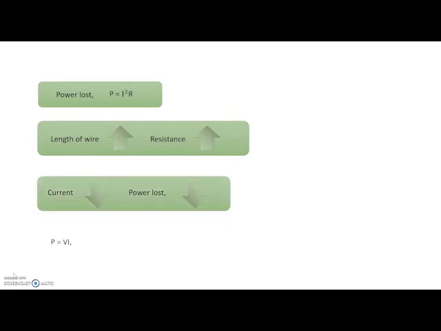From the formula P equals VI, we can reduce the amount of current flowing through the transmission line by increasing the voltage. Hence, this is why step-up transformers are used at power plants to increase the voltage greatly before transmission.